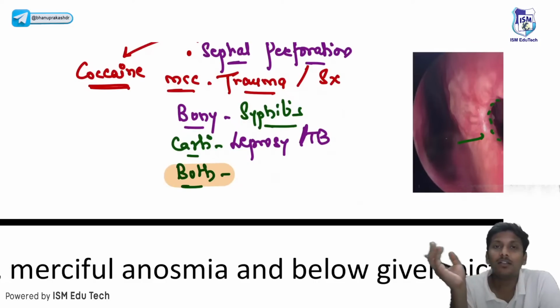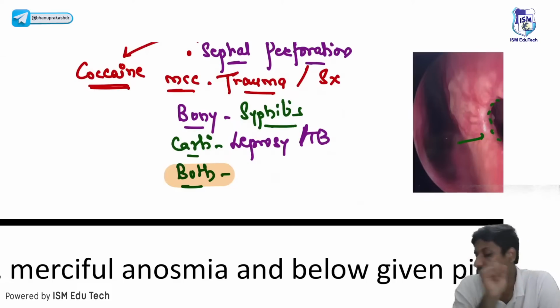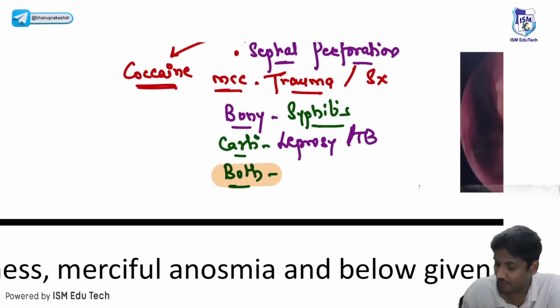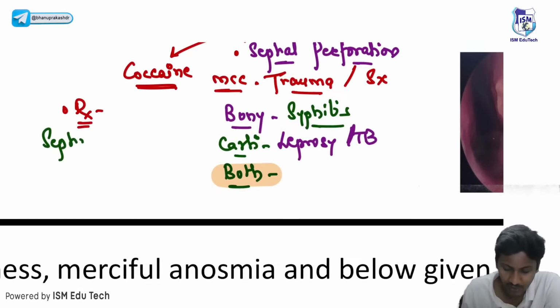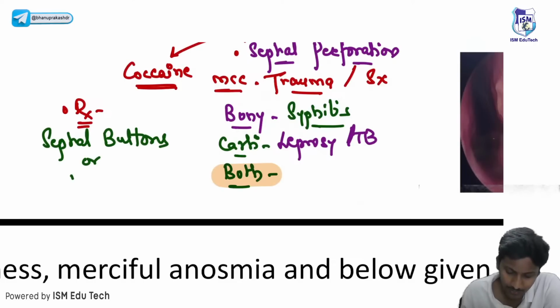Complaint will be only a whistling sound. The patient will have a whistling sound whenever he tries to breathe, because there will be leakage of air from one nasal cavity into another. And due to that reason, there will be a whistling sound which comes. And therefore, the treatment is to close the perforation. And this closure of perforation is done usually by inserting either septal buttons or septal obturators. Okay, this is the important thing.